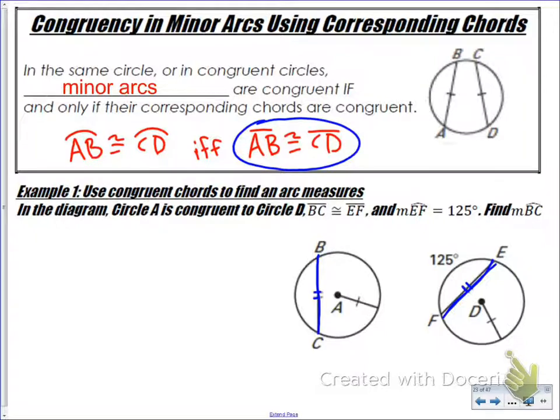So the arc of EF is given to us as 125 degrees. What we want to know is the measure of arc BC, and since the arcs are congruent, the measure of arc BC will also be 125 degrees.